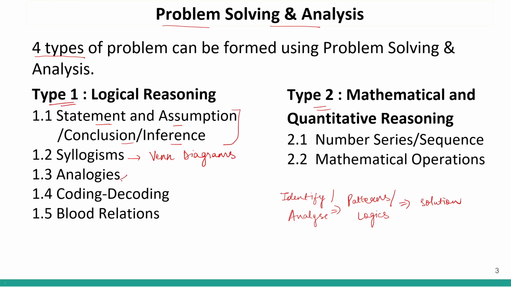Then we studied analogies. Analogies, we have a separate chapter for it as well. Coding, decoding, and blood relations. Blood relations, we understood how to draw the chart and everything. Type 2, mathematical and quantitative reasoning, in which we studied number series and sequence and mathematical operations. So this is what we discussed in the last class.